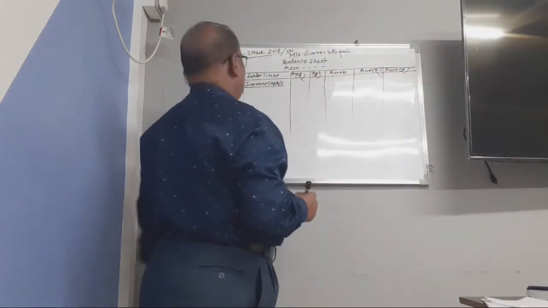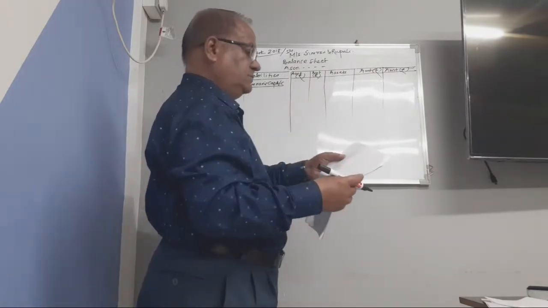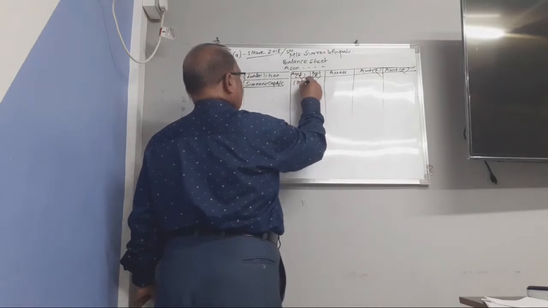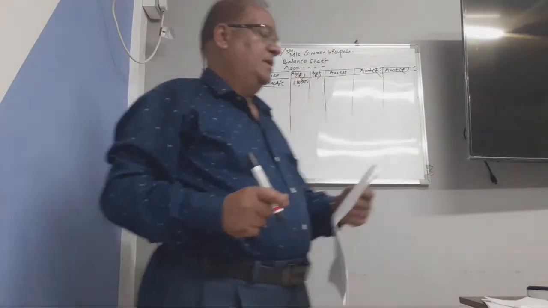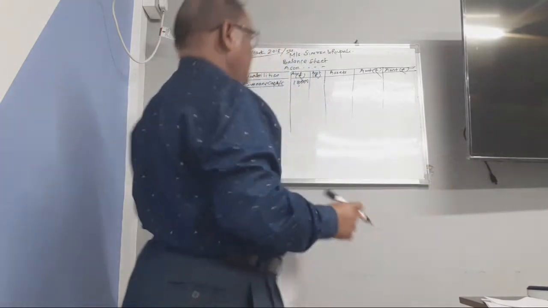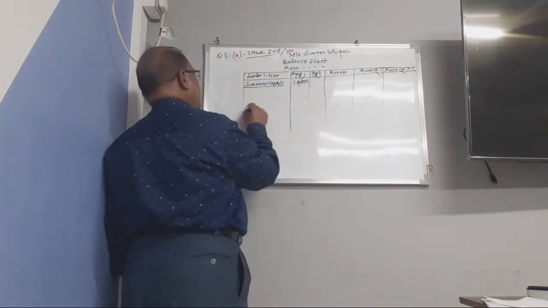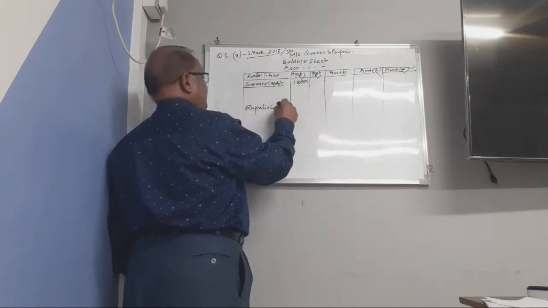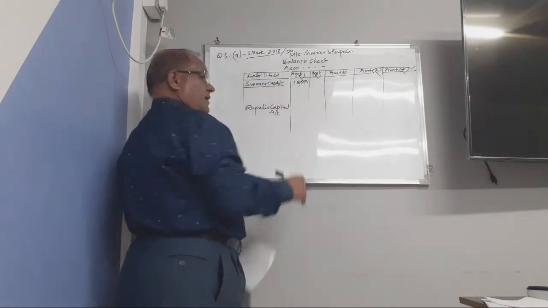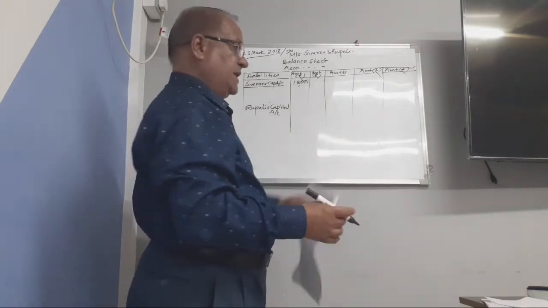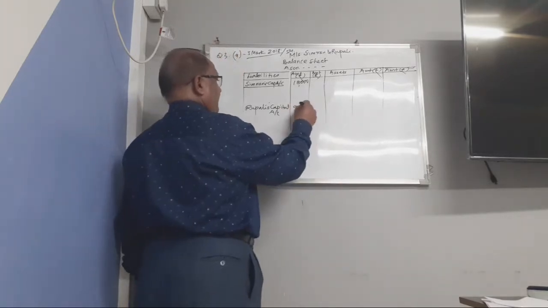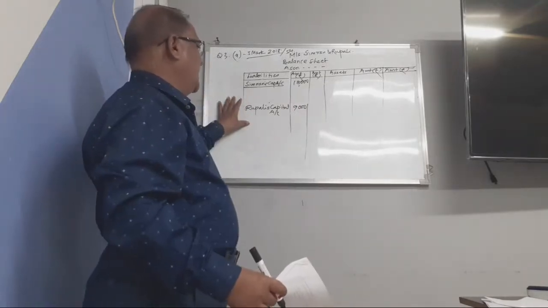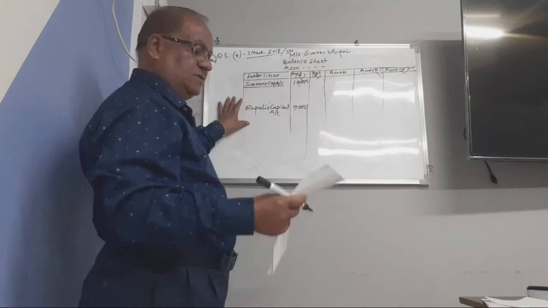The amount of Simran's capital is 18,000. We show here 18,000 as Simran's capital. The next thing is Rupali's capital. Leaving some space here, write Rupali's capital. Rupali's capital given to us is 9,000. So 18,000 is Simran's capital, and Rupali's capital is 9,000.